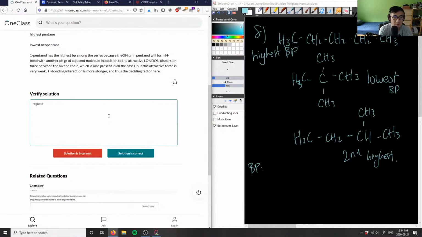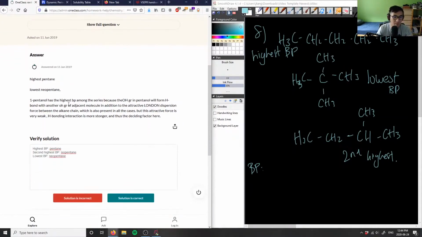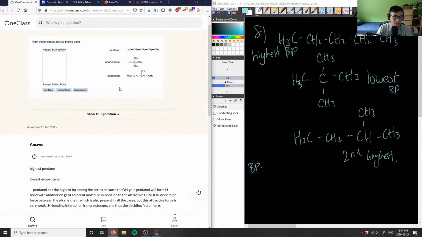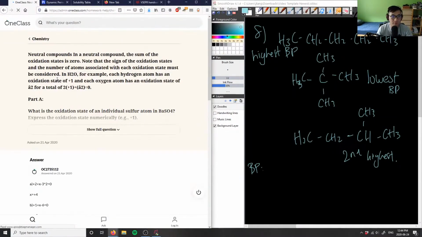So highest BP is pentane, second highest BP is isopentane, lowest BP is neopentane. So I'm going to say the solution is incorrect because I don't know why they have pentanol here, but maybe it was one of the options, but I don't see it here. So I don't think that they got the solution correct.